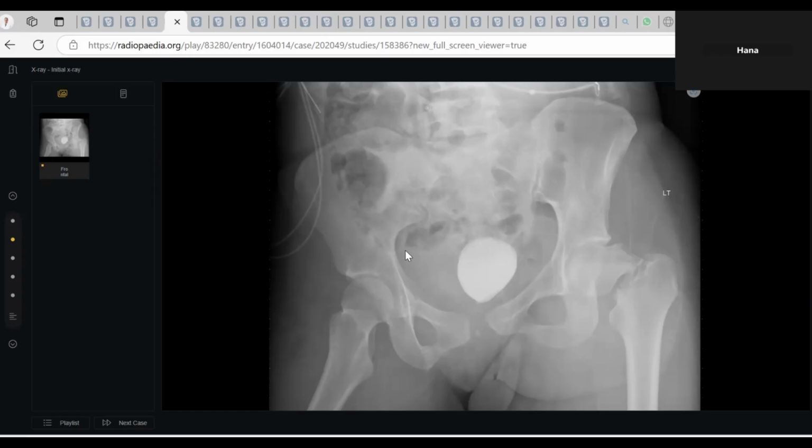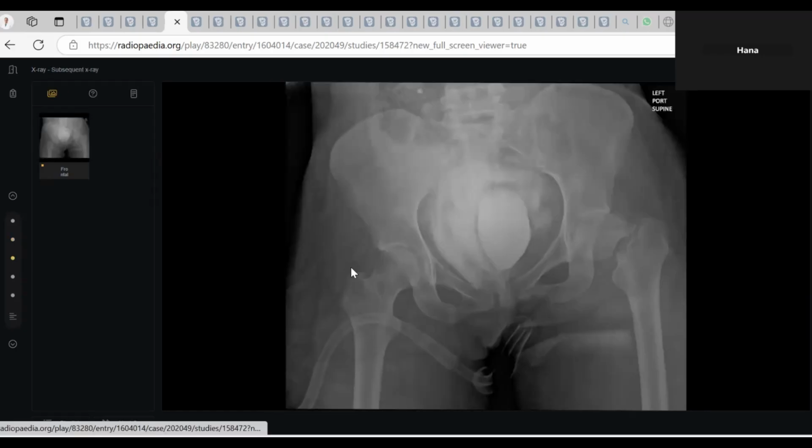What do you think about the size of the bladder? The bladder size appears to be small, sir. Yes, so there is a flame-shaped contrast involving the pelvic cavity surrounding the urinary bladder. So I'm thinking about extraperitoneal bladder rupture.